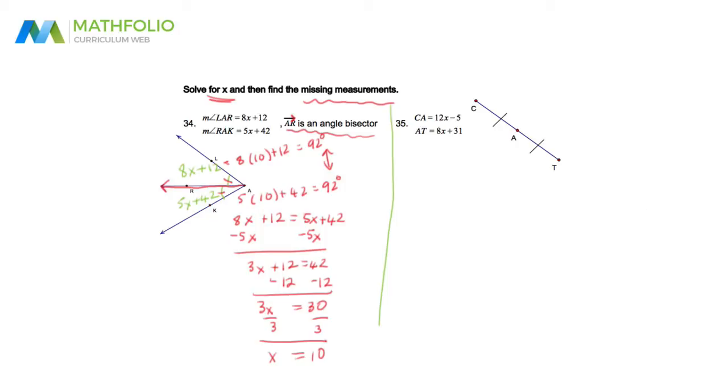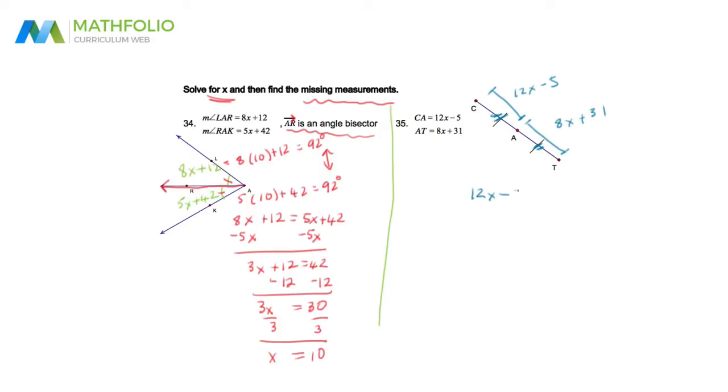Okay, let's move over to question 35. We have a straight line here. These are segment lengths. These aren't angles, but we know that C to A, which is C to A right here, is 12x minus 5. A to T is 8x plus 31. And we are shown that CA equals AT by these lines here. They're a little long, but it's meaning that these two pieces are equal.